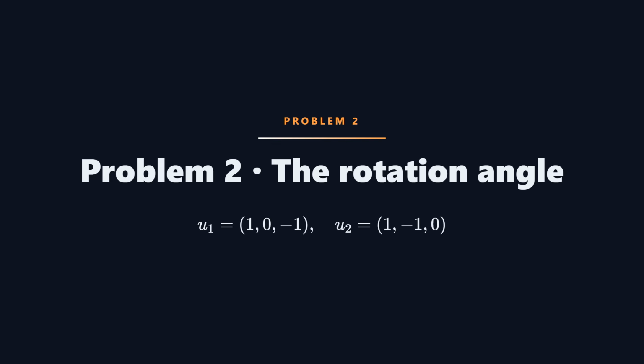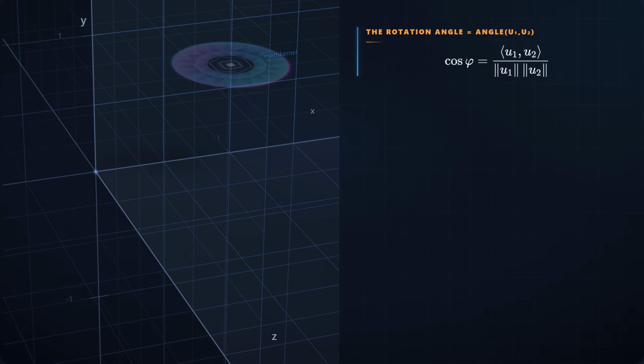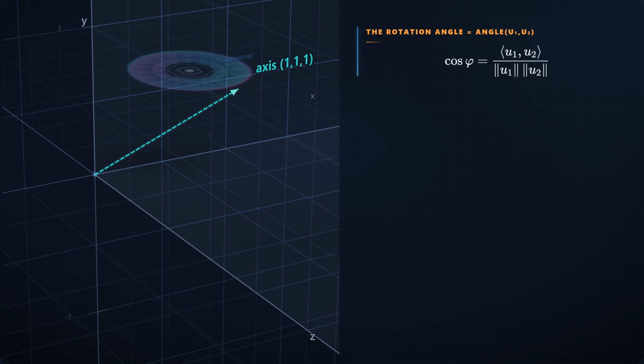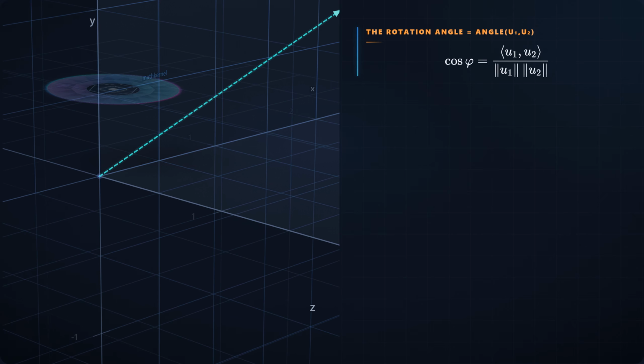Problem 2. This is how angles really show up in the exam, as the rotation angle of an isometry. After projecting off the axis, you're left with two in-plane vectors, and the rotation angle is just the angle between them. Pause and try. The key realization: the rotation angle is nothing new. It's the ordinary angle between the two in-plane vectors from the very same formula.